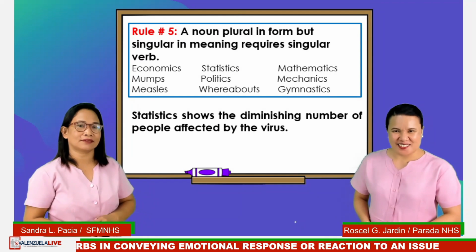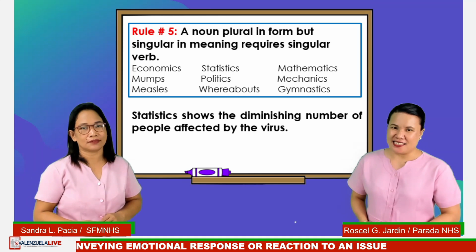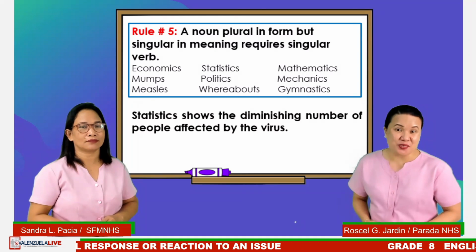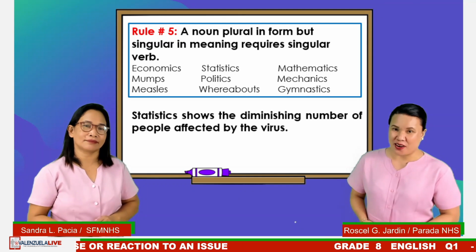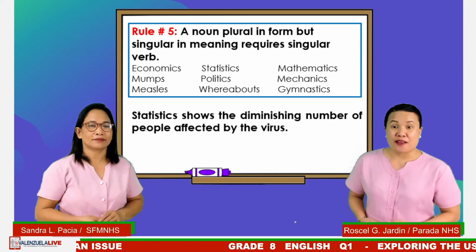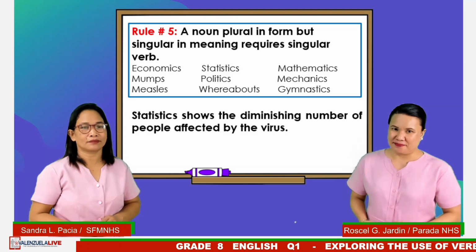Let us check your understanding about rules in subject-verb agreement. Bring out your handy-dandy notebook and pen and let's figure out the correct answers for each number. You have 5 seconds for each item.